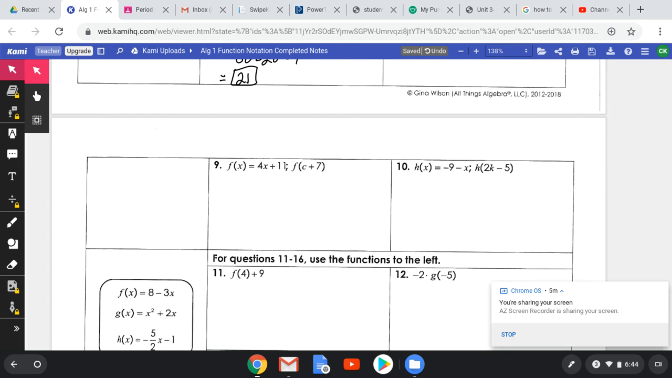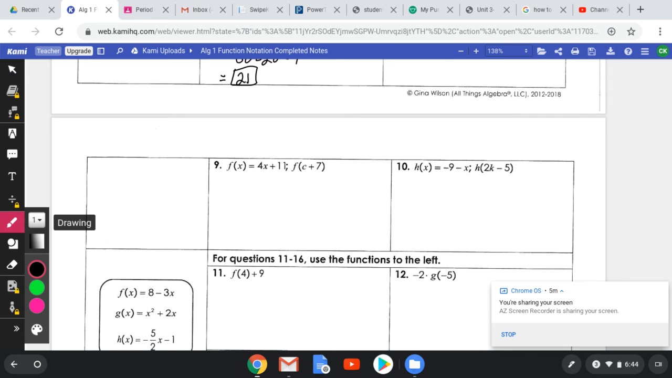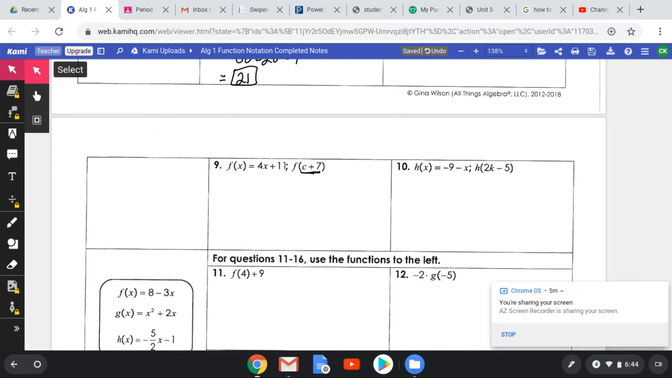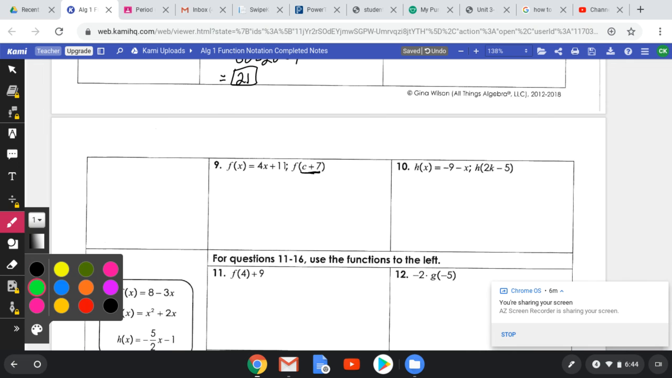If you look at number 9 here, it's a little bit different. It says find f of c plus 7. So they gave you a function f of x equals 4x plus 11, and then it says find f of c plus 7. What's nice about this, this is what makes function notation really nice. Whatever is in between the parentheses, basically what that means is that you take this c plus 7, and plug it everywhere you see an x.